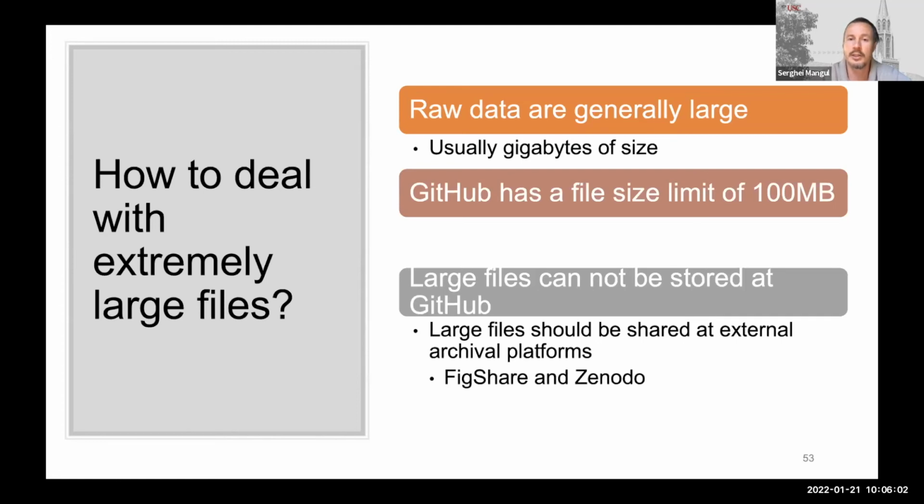Okay, so GitHub has a file size limit of 100 megabytes, right? If you have a file larger than that, you cannot upload it to GitHub. But you still want to share it, let's say, right? So what you can do is use alternative resources like Figshare or Zenodo. I think Figshare is free. I'm not sure about Zenodo. So you can share the files there.